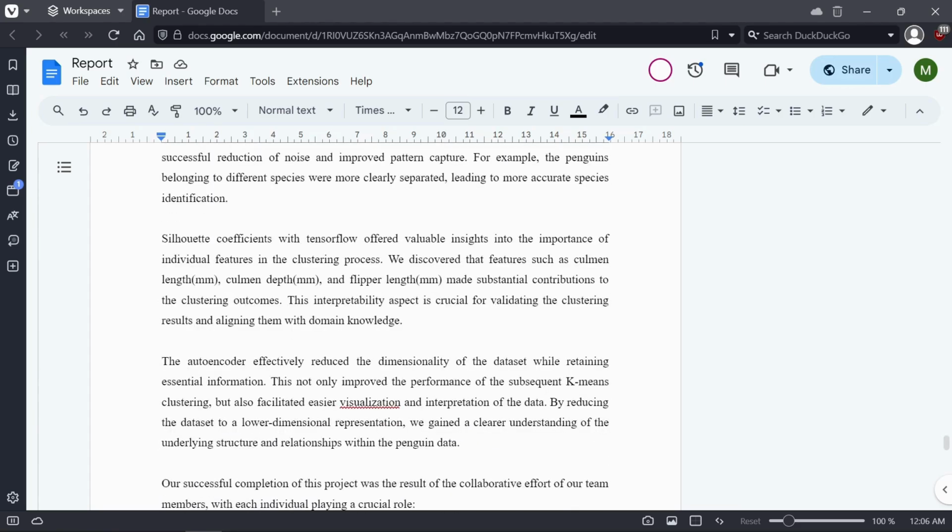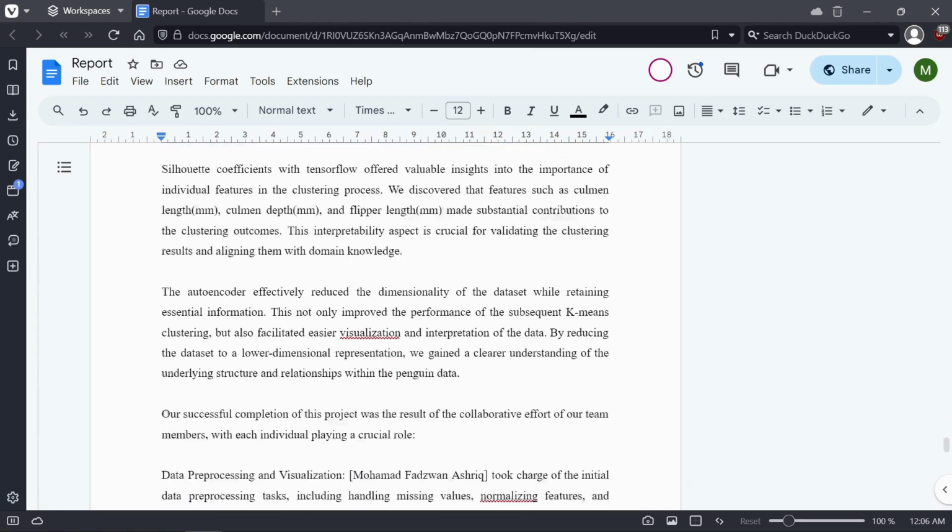Silhouette coefficient with TensorFlow offers valuable insight into the importance of individual features in the clustering process. We discovered that features such as bill length, bill depth, and flipper length make substantial contributions to the clustering outcome. This interpretable aspect is crucial for validating the clustering results and aligning them with domain knowledge.